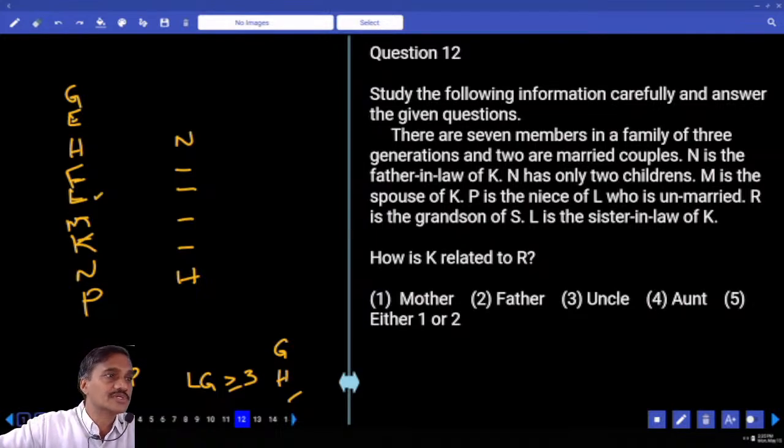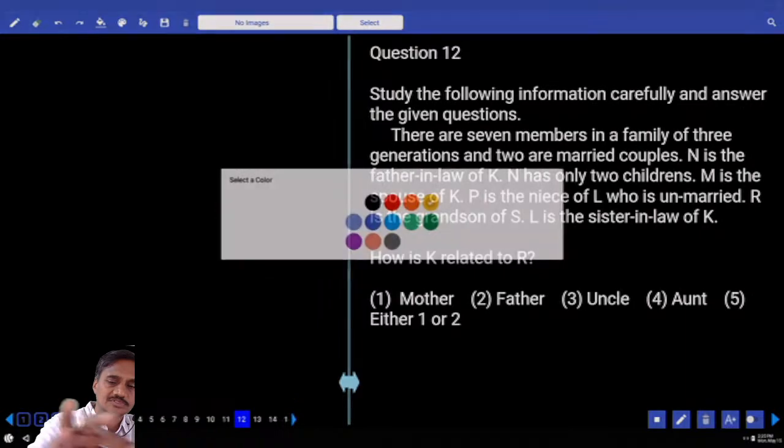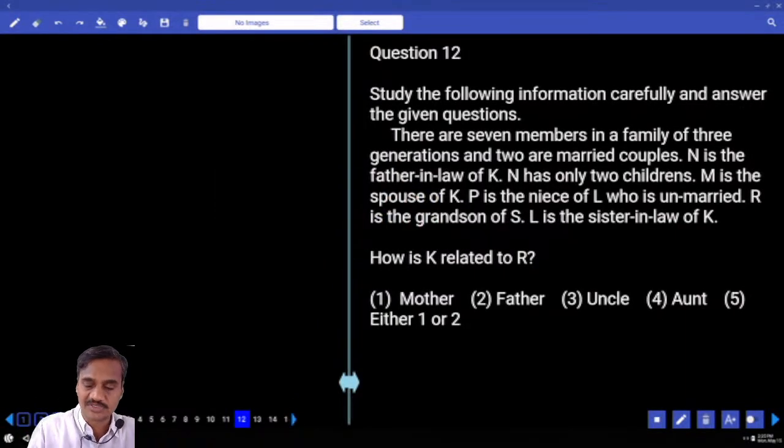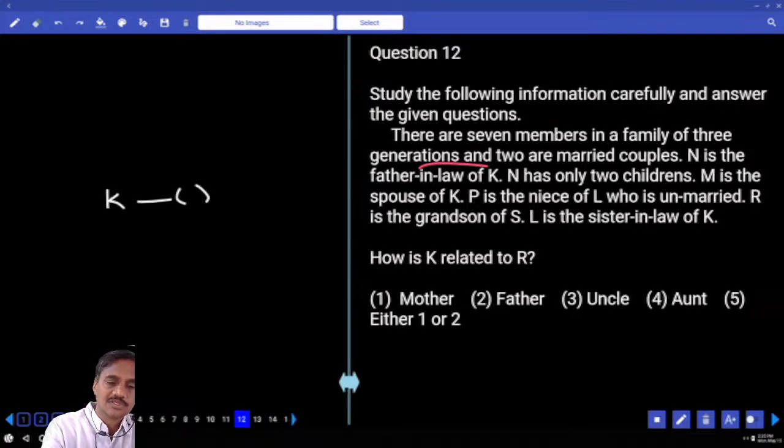Now this 12th one is based on blood relation. Now in this blood relations, how many persons are there? There are 9 persons, and 7 persons are there, and there are 3 different generations, and there are 2 married couples in this one. N is the father-in-law of K, K is here. N is the father-in-law of K, can be written like this.